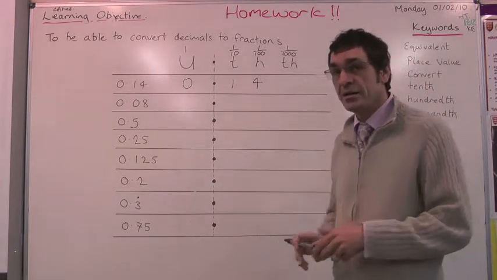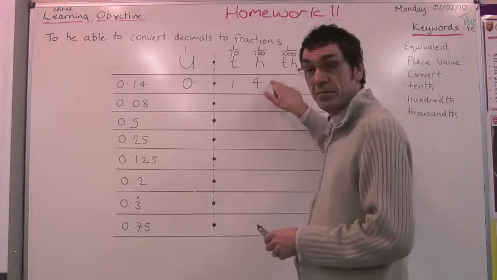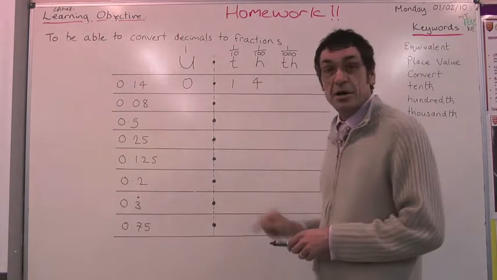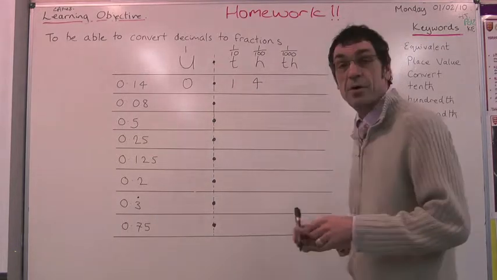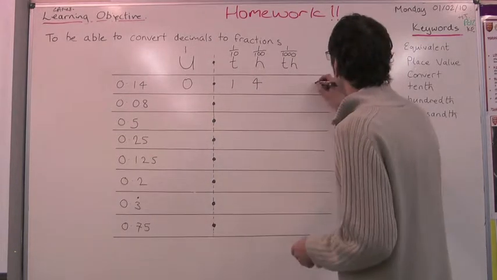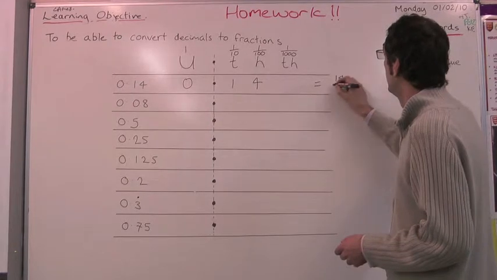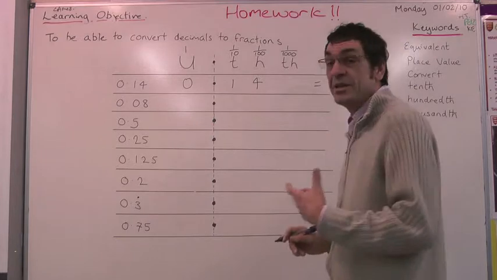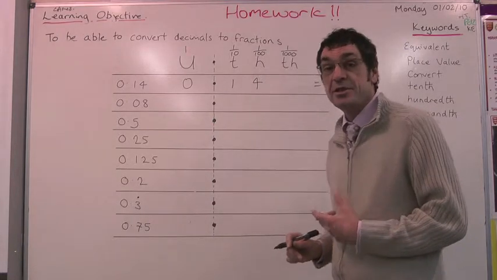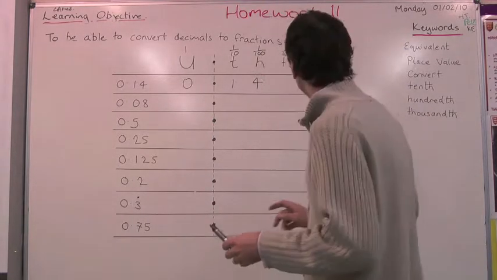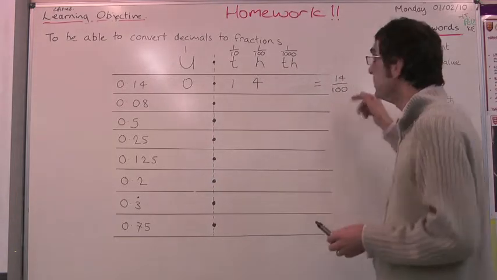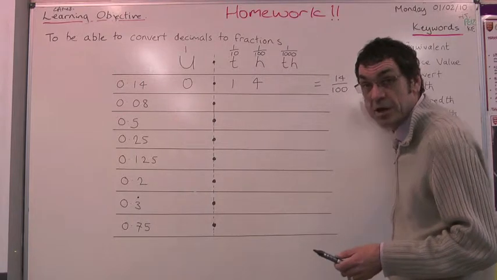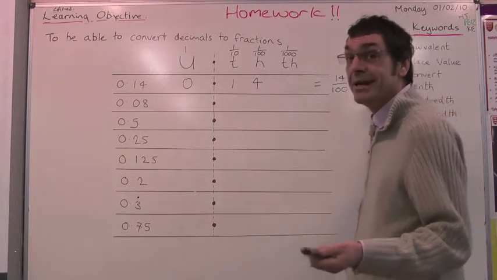The easiest way really to do this is look at your last column, which is the 4 here, which is in your hundredths, and say I've got 14 hundredths. So 0.14 as a simple fraction is 14 over 100. We need to get used to converting these down into their simplest form and cancelling through. What you need to do there is divide the top and bottom by the same number. Is there a number that goes into 14 and 100? They're both even numbers, so we can immediately do 2.